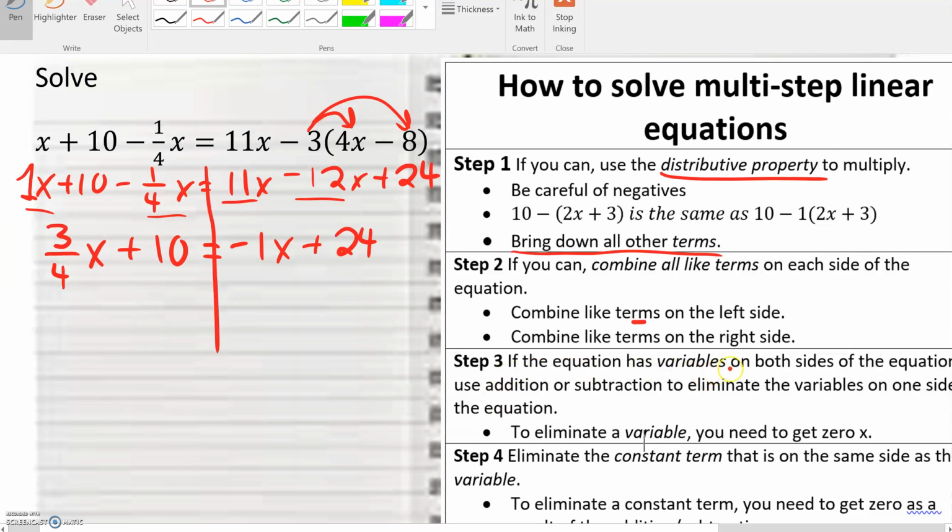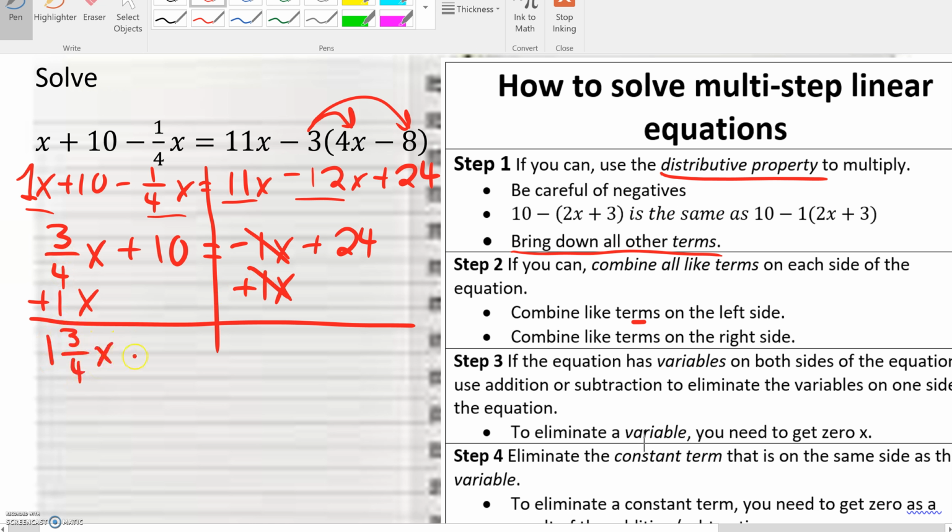Now, since the equation has variables on both sides, I'm going to need to use addition or subtraction to eliminate a variable. And what I'm trying to do is get a 0x. So I'm going to eliminate this -1x. So the question is, what could I do to -1x to make it become 0x? And the answer is to add 1x to both sides. So I'm going to add 1x to both sides of this. Those get eliminated. And that would give me 1 3/4 x plus 10. That was eliminated, so all I have on the other side is this 24.